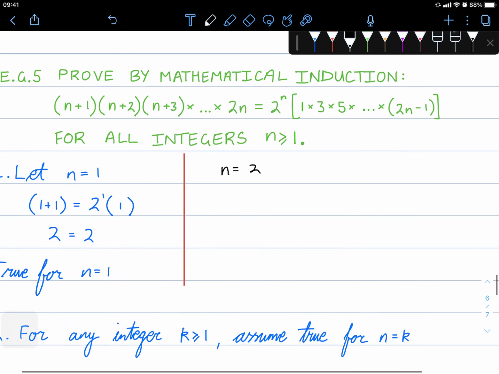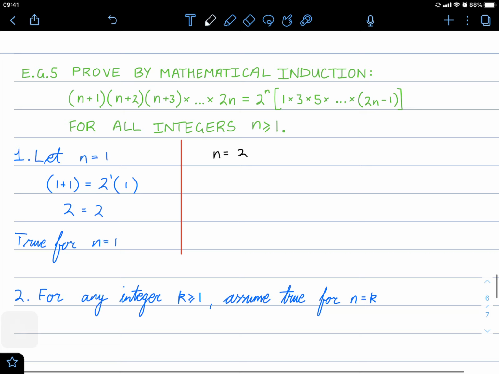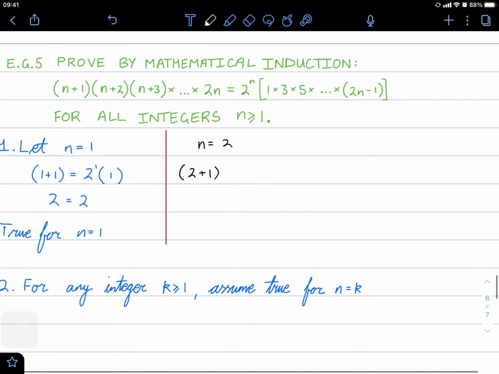Now, I'm going to show you for n equals 2. You don't have to do this, I'm showing you this to make it a little bit easier to understand the meaning of this expression for later on. So if n is equal to 2, we get 2 plus 1 times 2 plus 2, we stop there, is equal to 2 to the power of 2 times the first two terms in that bracket. So 1 times 3. This is nice and simple.